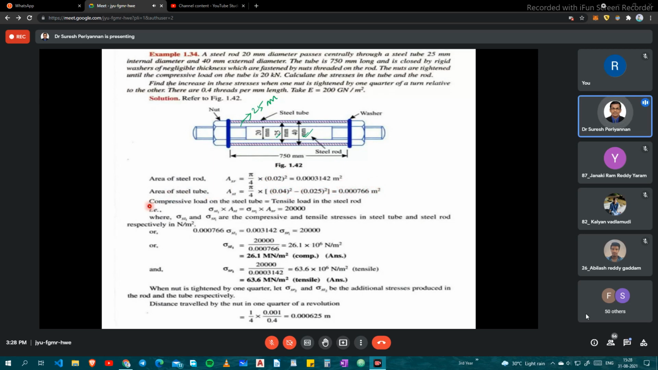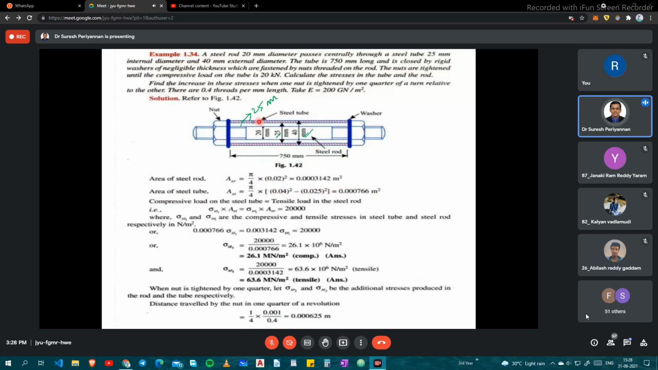Now where is the compressive load? The compressive load is acting on the tube, and the tensile load is acting on the rod. The compressive load acting on the tube must be equal to the same amount of tensile load acting on the rod. It is based on this mechanism, and we can easily identify that.